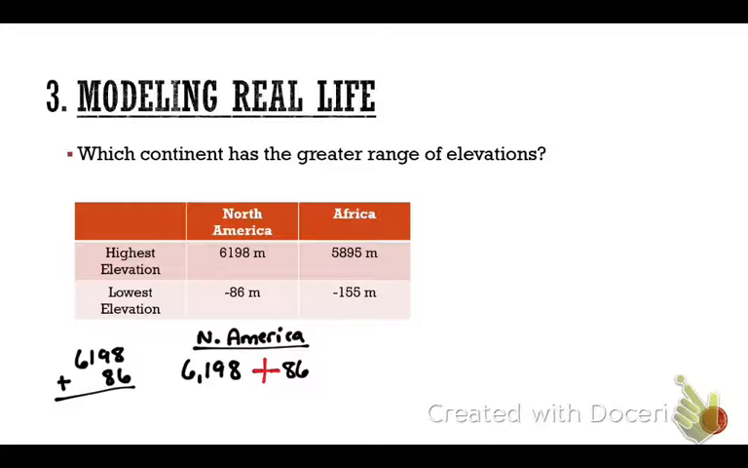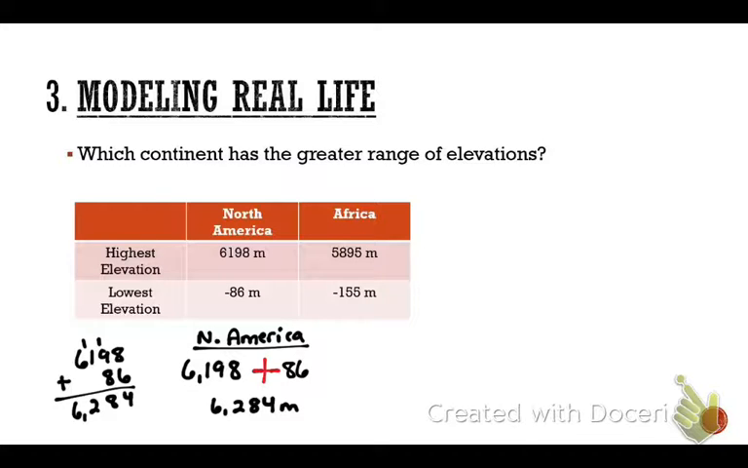What's 8 plus 6? 14. 1 plus 9 plus 8. 18. 1 plus 1? 2. 2, and then just bring down the 6. Okay? Now, this is not our final answer, because notice the question has asked us, which continent has the greater range? We've only figured out what North America has. So let's go ahead and always put units attached. 6,284 meters.